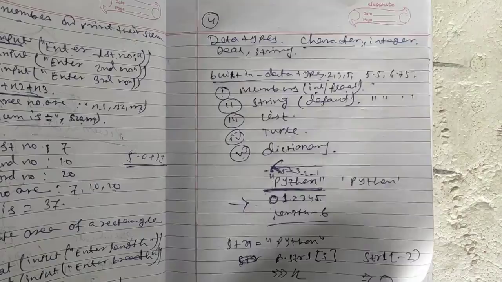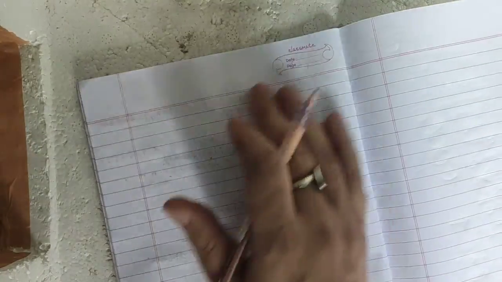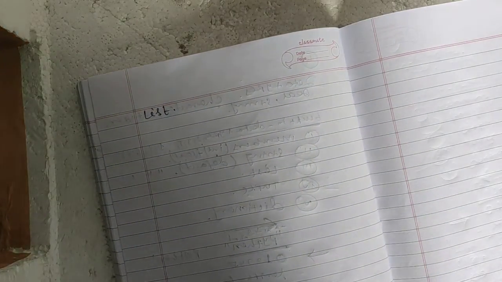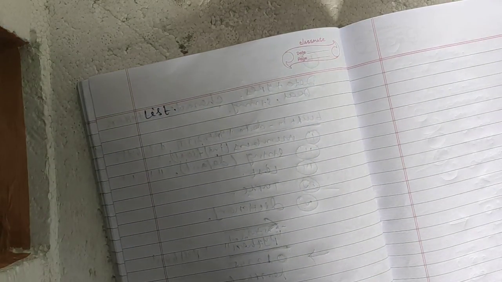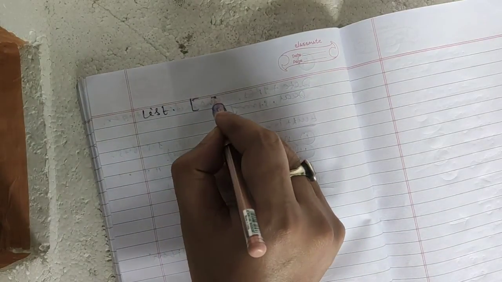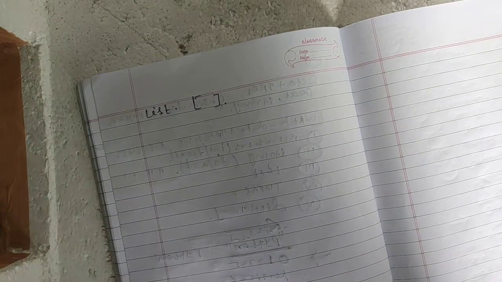Now we are going down to list. What is a list? A list in Python is represented in a square bracket. If there is anything within the square bracket, then think that this is a list. Sorry, I said string earlier, extremely sorry, this is a list.